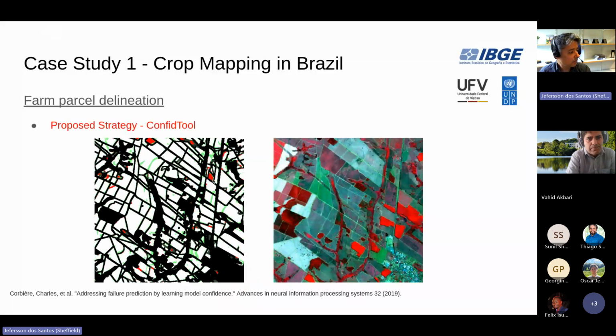Also, in this project, using this idea, we proposed what we call a confid 2, which is given a result obtained from, for example, some annotator.